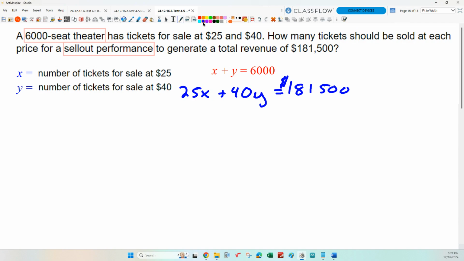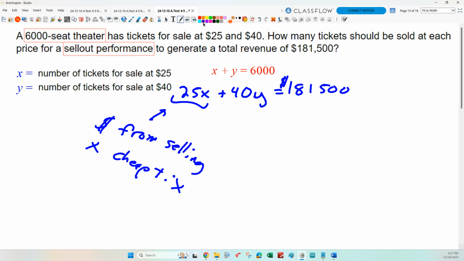What does 25x really represent? X is the number of cheap tickets. $25 is the price of each ticket. So what does 25 times X really mean? Okay, good. So it's the total amount that we're generating by selling the cheap tickets, right? Because the price of each ticket times the number of tickets gives us the total revenue, doesn't it? So we could just recognize that this is dollars from selling X cheap tickets.